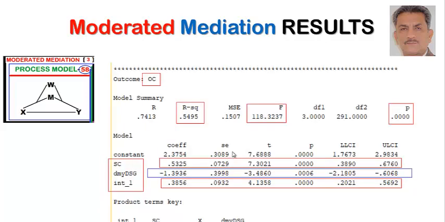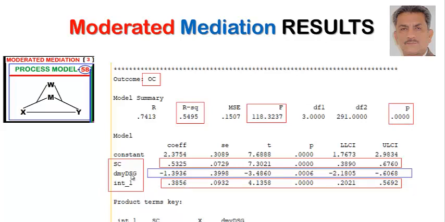The first output is the relations between X and OC. The results show that R square is 0.549, so around 55% of change in organizational culture is occurring due to self-confidence, designation and the interaction term on this path. It is also significant, with a huge F value of 118, far greater than the required 20.